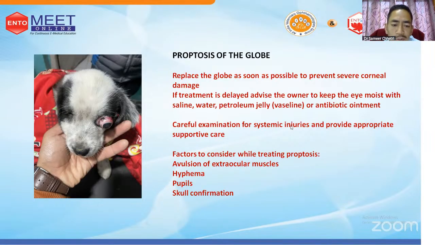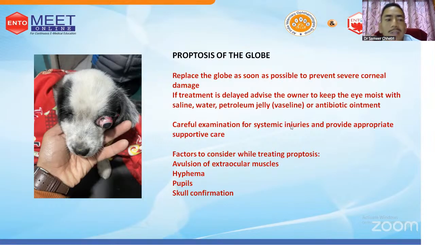So the favorable prognosis depends on the animal. In certain animals, like brachycephalic dogs, the prognosis is favorable because it's quite common. Proptosis, or the bulging out of the eye, is quite common in these dogs. But if you see it in mesocephalic or dolichocephalic dogs, and there is no vision and no reflexes, then it is better to go with the enucleation, or the removal of the eyeball.